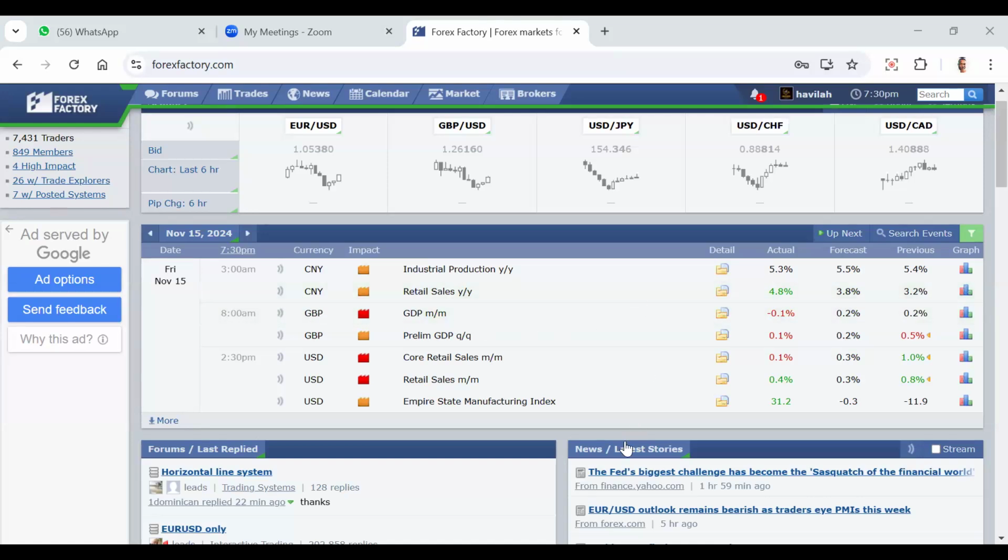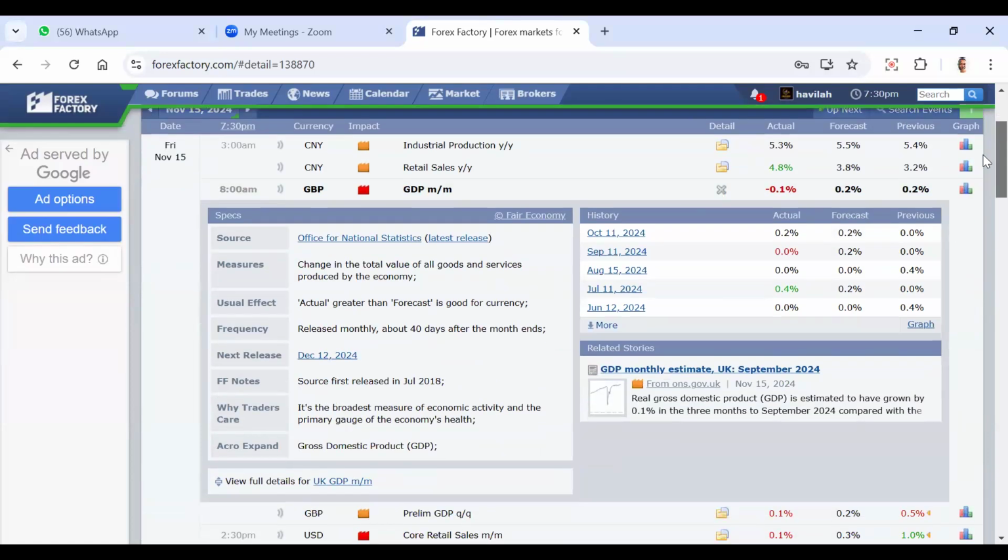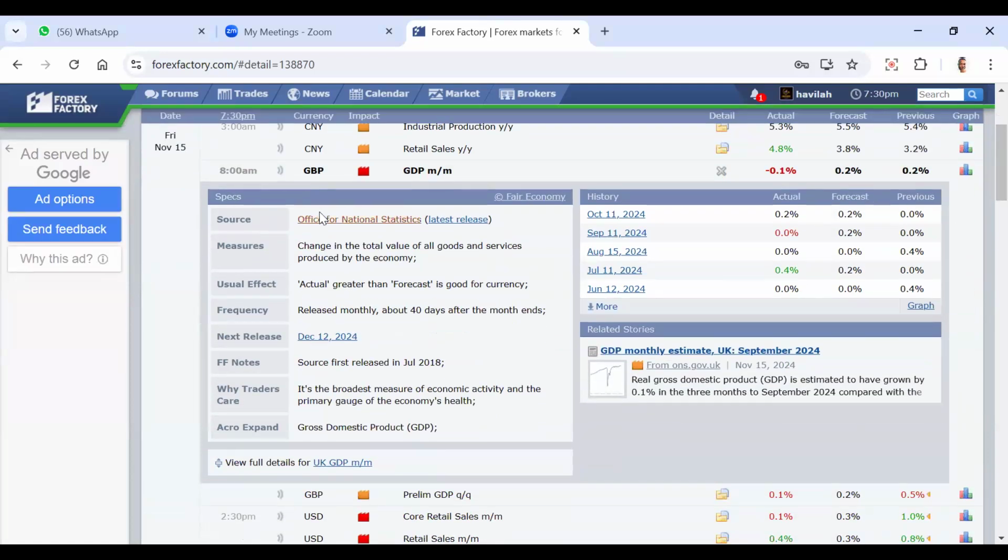So for us to know what this news is all about, we'll come to this envelope. The envelope section is labeled as detail. So we'll come to the gross domestic product for the British pound, and we'll click it. Once we click, the message will open. So the source. Now, the source of every news is very important. The source of this news is the Office for National Statistics. So this one is not just from a blogger online. You are getting the data directly from the government agency in charge. So it's not one influencer on TikTok that is posting it that you cannot verify. No, these are verifiable data.